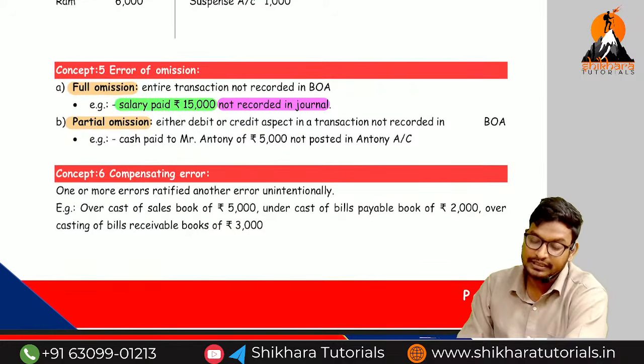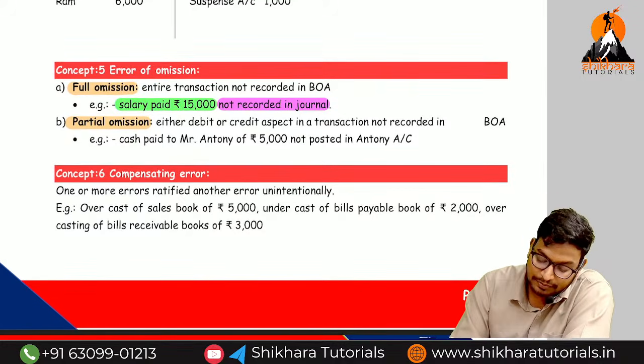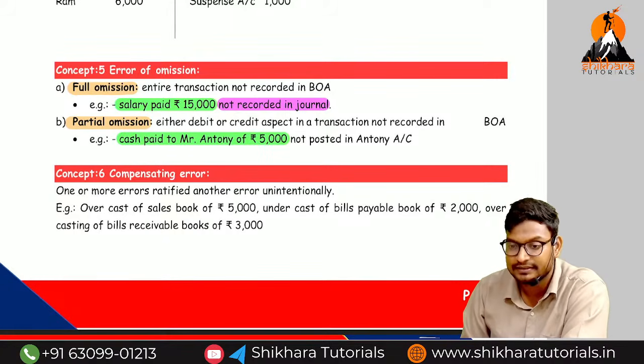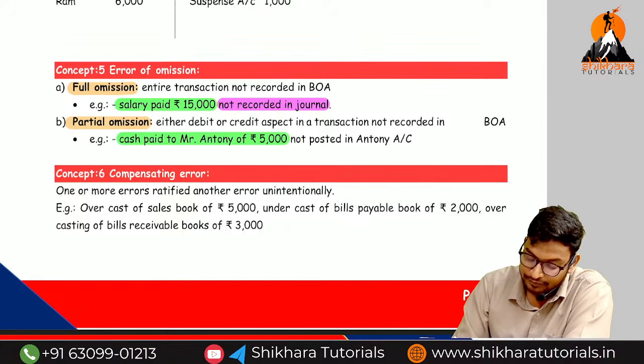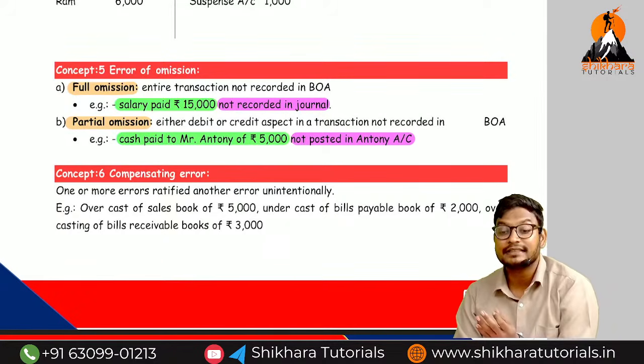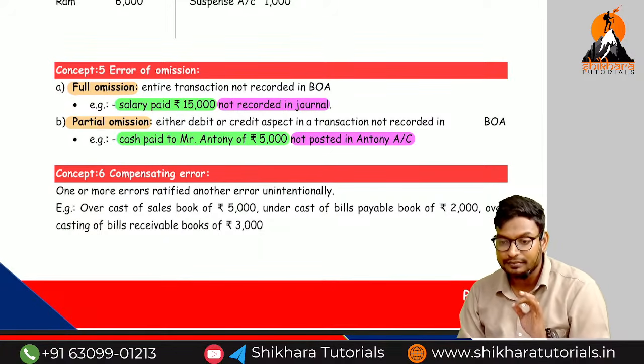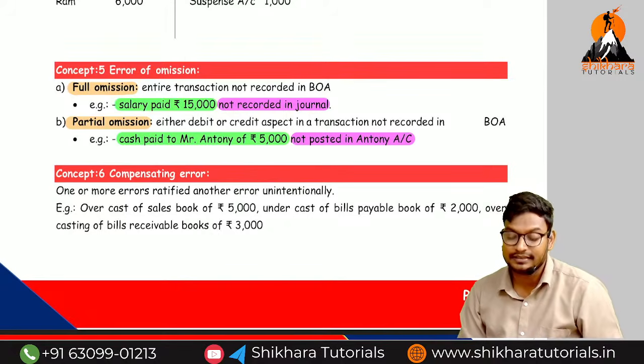Now we are going to see partial omission. The first part is the correct one: cash paid to Mr. Anthony of rupees 5,000. This is the correct one. Next, not posted to Anthony account. Posted means ledger; recorded means journal. Posted means ledger. Recorded means journal.